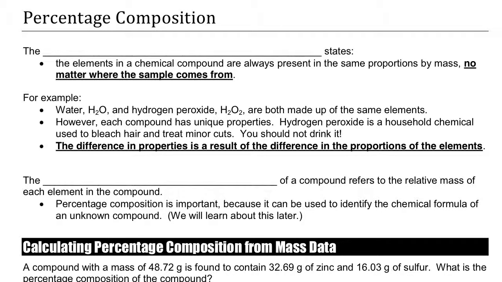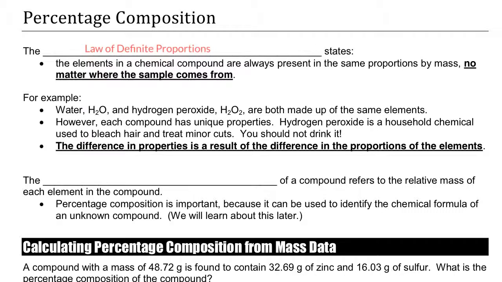So the first thing we need to know about is the law of definite proportions. What this law says is that the elements in a chemical compound are always present in the same proportions, no matter where the sample comes from. So if we're thinking about water, H2O, if you get the water from your tap at home, the chemical formula is H2O. If you get it from somewhere else, it's also H2O. There's always 2 parts hydrogen to every 1 part oxygen.